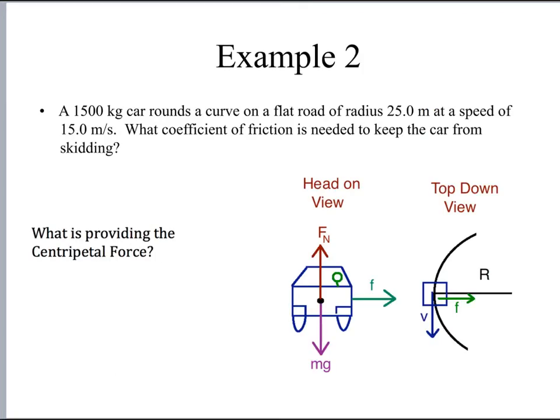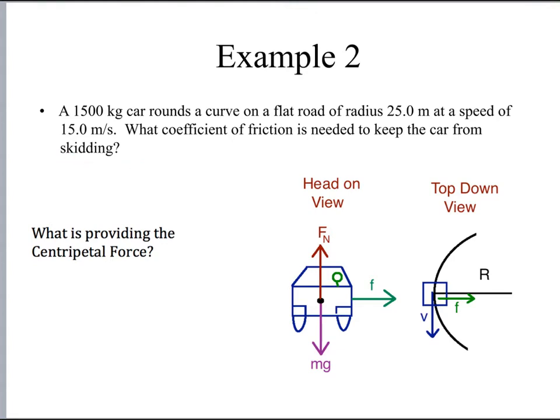Now here's another example. We have a 1,500 kilogram car rounding a curve on a flat road with a radius of 25 meters. And so this is basically a car doing a donut. It's just going on a flat surface and it's making a circle, but it's making a really wide circle. The radius of the circle is 25 meters, and the speed is given to be 15 meters per second. Now the question is, what coefficient of friction is needed to keep the car from skidding, or from sliding, basically?